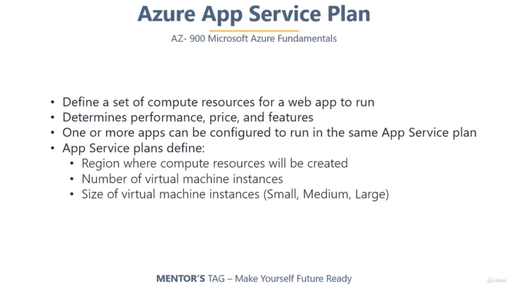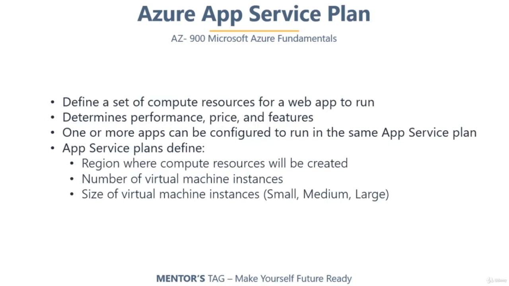This app service plan defines a set of compute resources for your web application to run. It determines performance, pricing, and the features which are connected with this app service. You can have multiple app services running on one single app service plan, and within the app service plan you define the region where you want to locate it and the number of machine instances, because the app service plan is associated with scaling of your web applications, your app services. So when you are dealing with vertical or horizontal scaling, you are not actually scaling your app services, you are scaling your app service plan.